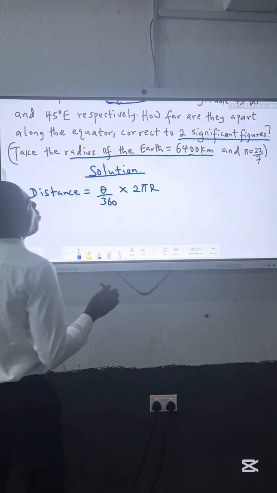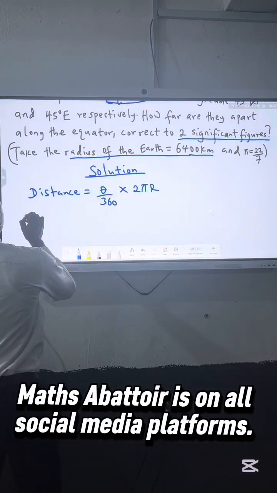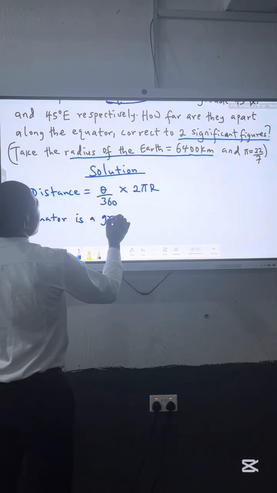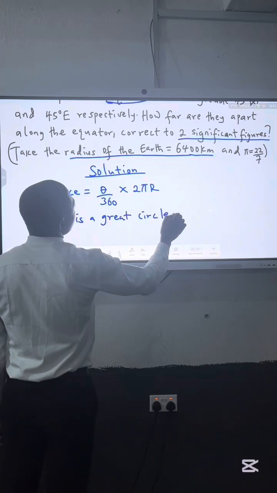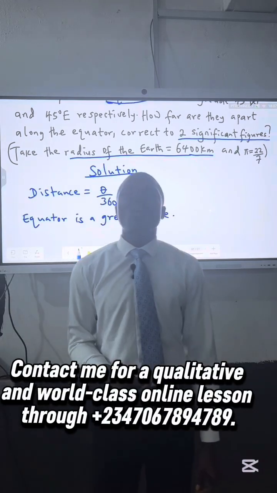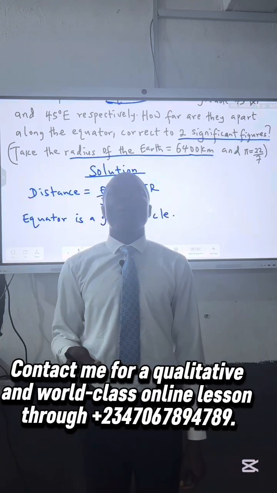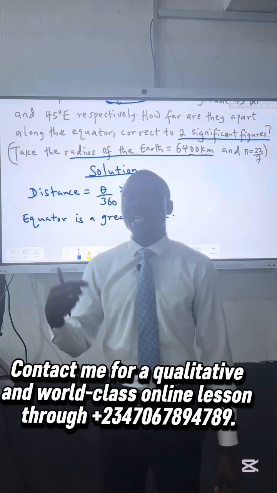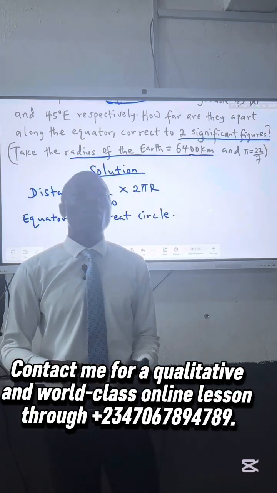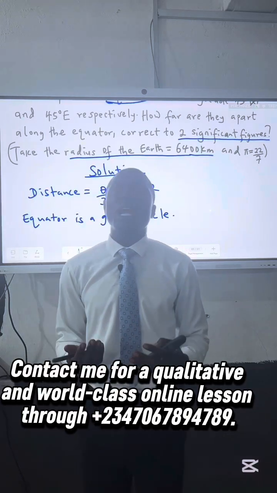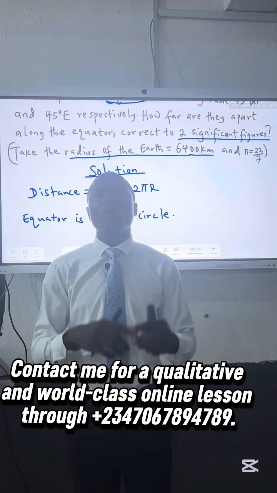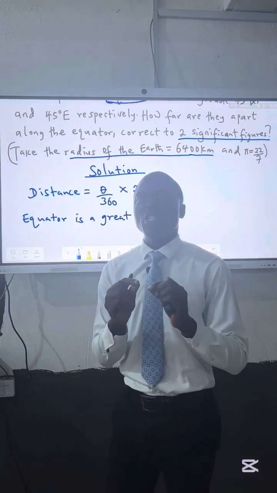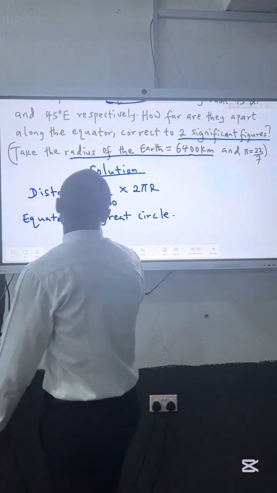One important thing I want you to know is that the equator is a great circle. A great circle has a radius that is the same as the radius of the earth. If the radius of a particular latitude is smaller than the radius of the earth, we say that the latitude is a small circle. So this is the formula we have.